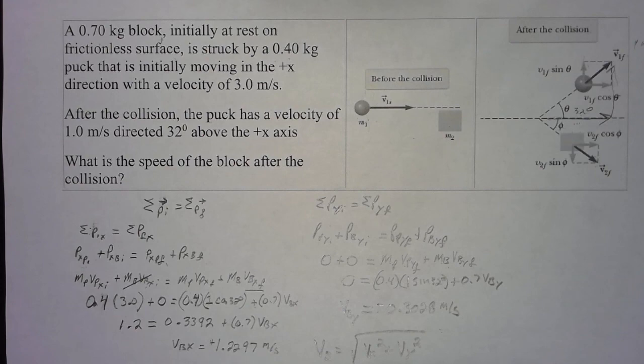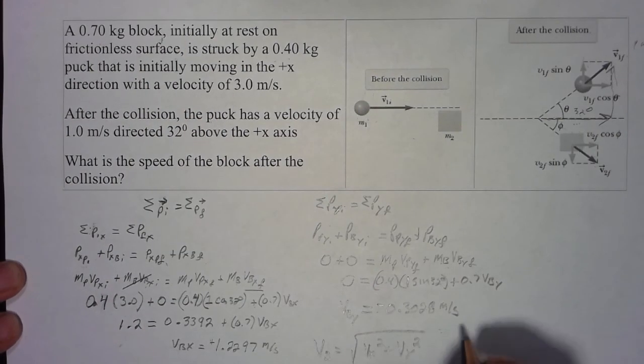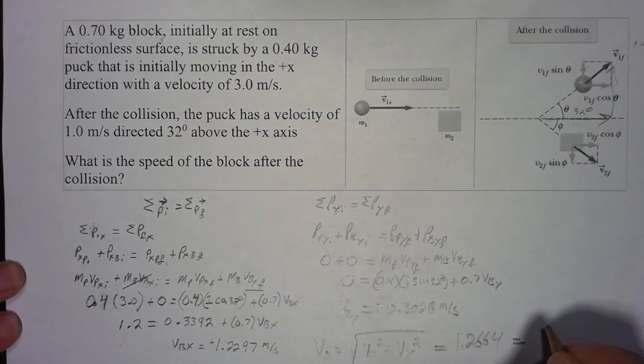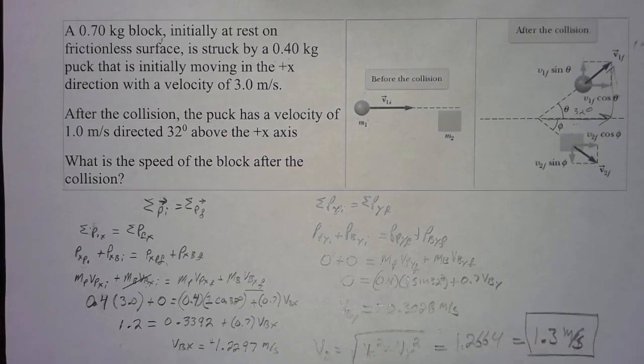So take the one, square it, add it to the other. And again, I'm actually going back and pulling out all the digits. So I get that this speed is 1.2664, which is 1.3 meters per second with two significant digits.